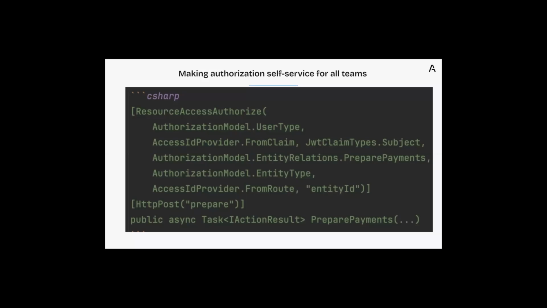You just import your NuGet library. All the relations, like prepare payment, are already in another NuGet library, which is a type-safe access constant, sorry. And you just add this on your endpoint, and it's okay. It's checking the relation.